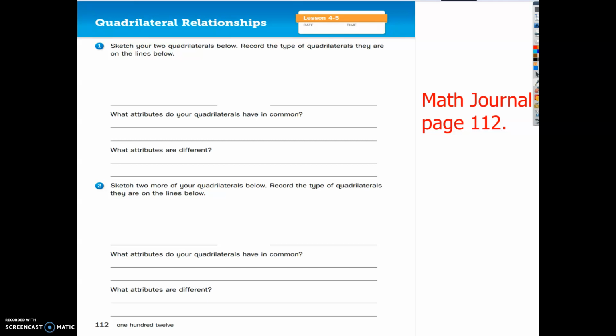By number one, I want you to look at some of the quadrilaterals that you cut out. Pick two of them. Draw one here and draw one here as best you can. Then you're going to tell me what attributes your quadrilaterals have in common. And what that means is what makes them the same. What's the same about them? And then what's different about those two? Then for number two, you're going to draw two other quadrilaterals, not the same as the ones you did before. And below, you're going to tell what they have in common, what makes them the same, and what makes them different.